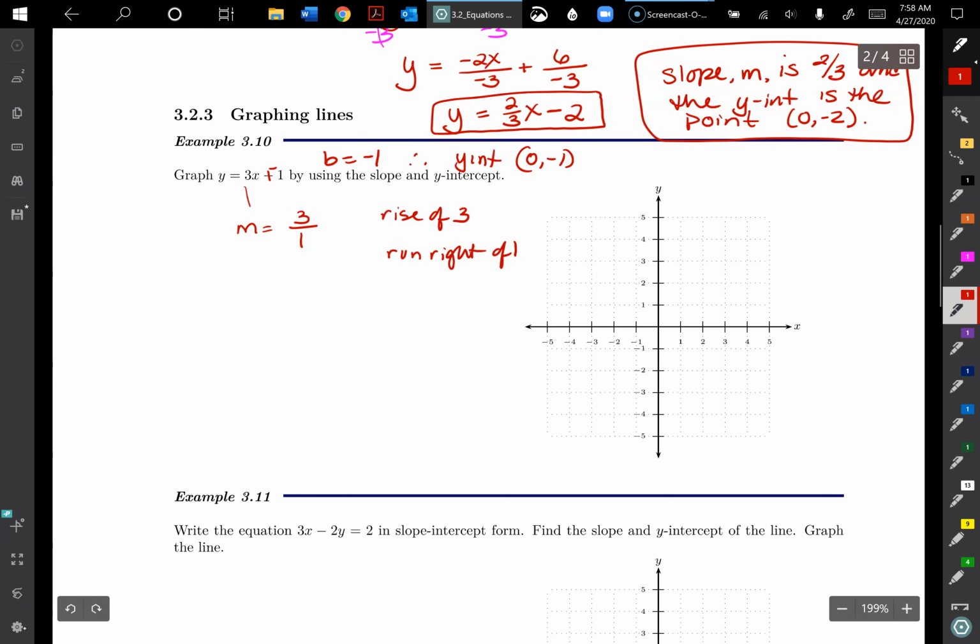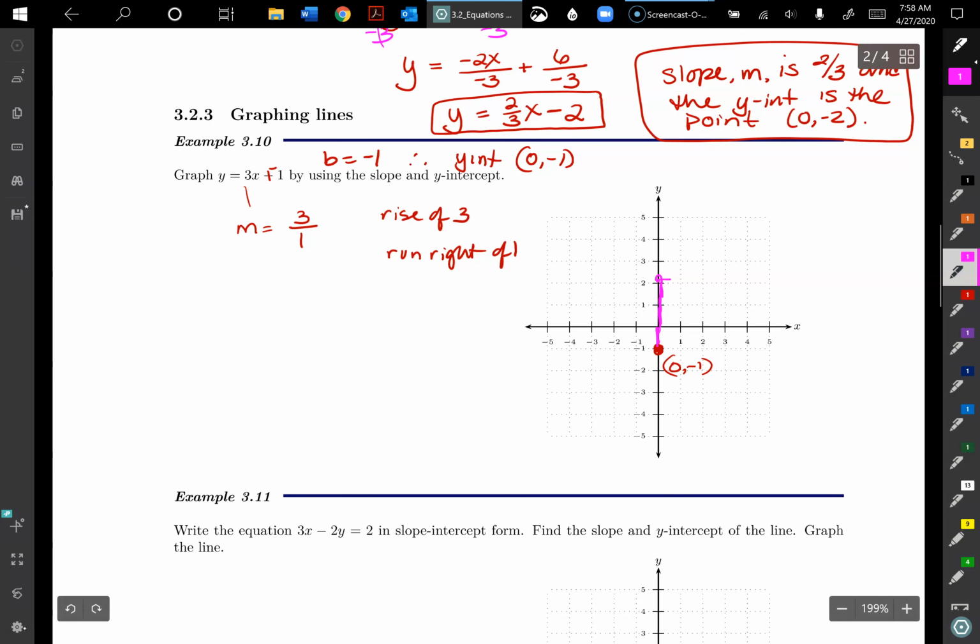So we can go ahead and plot this point. So we have a starting place. Okay, so that's our y-intercept, (0, negative 1). And then I'm going to go up 3 units, 1, 2, 3, and end up there. But I'm not going to really write anything yet.